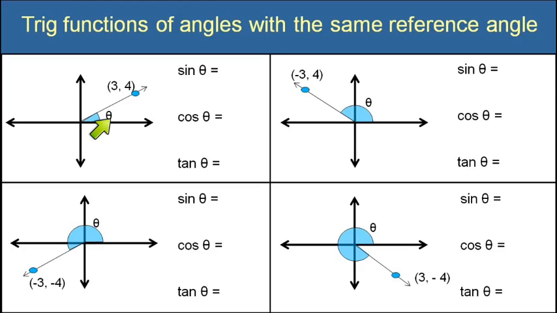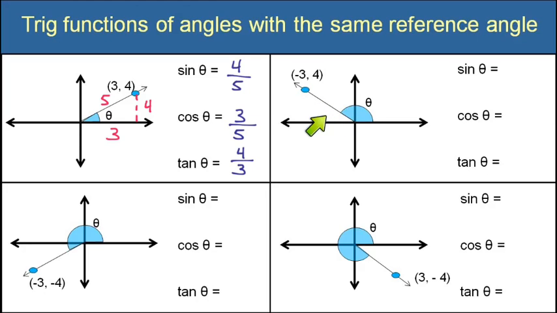So for the first one, we're in quadrant 1. All the functions are positive in quadrant 1. All we have to do is label our horizontal and vertical sides, 3 and 4, and that means the hypotenuse is 5. And then sine is going to be vertical over hypotenuse, cosine is horizontal over hypotenuse, tangent is vertical over horizontal. Everything's positive in quadrant 1. Let's go to quadrant 2.